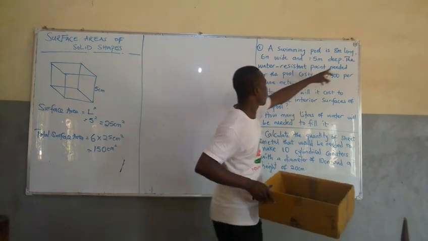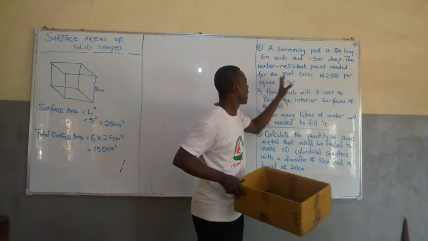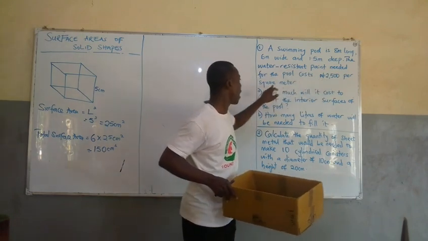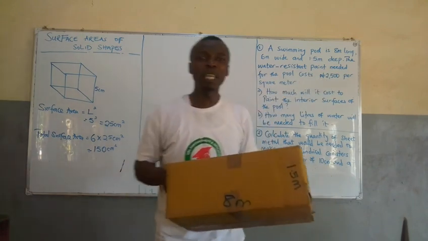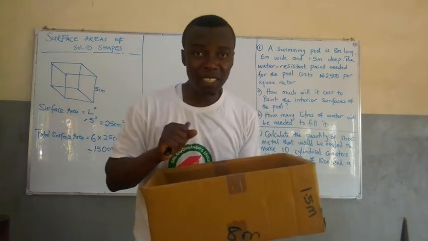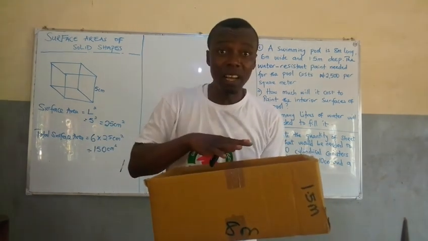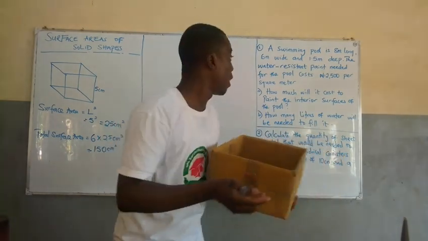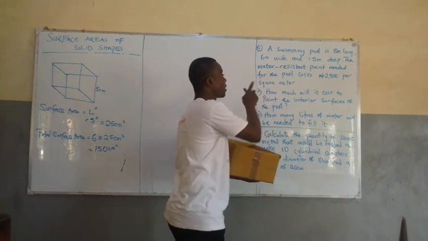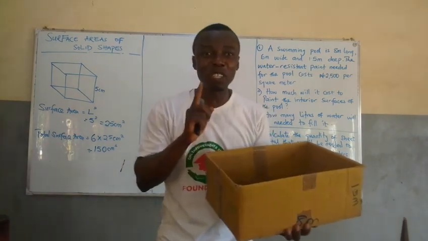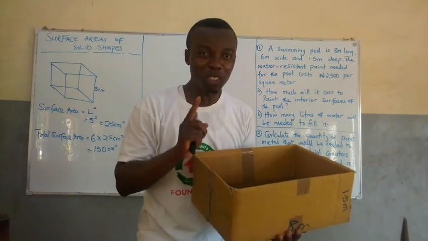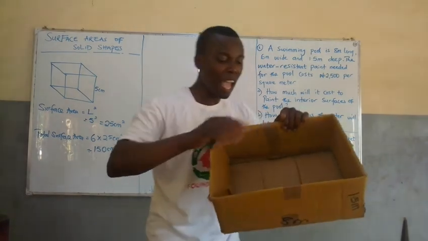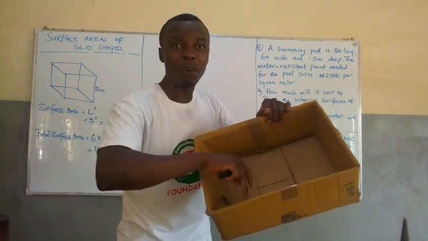Now, moving forward again, the question says the water-resistant paint needed for the pool costs 2,500 naira per square meter. What do they mean? Now, they brought in a painter, and the painter wants to paint the walls of this swimming pool. And he or she, whoever the person is, needs a water-resistant paint. Now, to paint every square meter, it costs 2,500 naira. Every square meter will cost 2,500 naira.